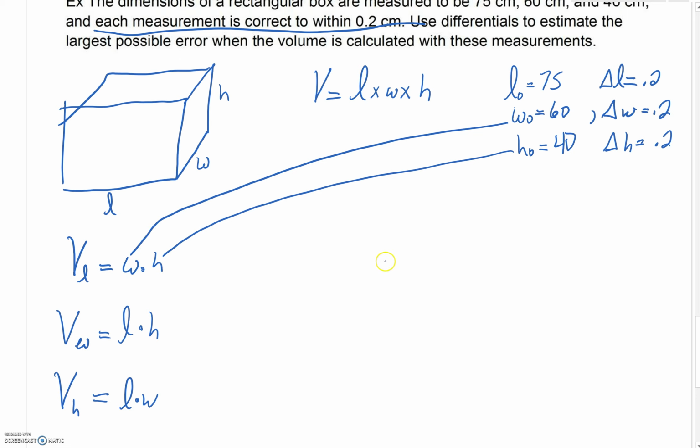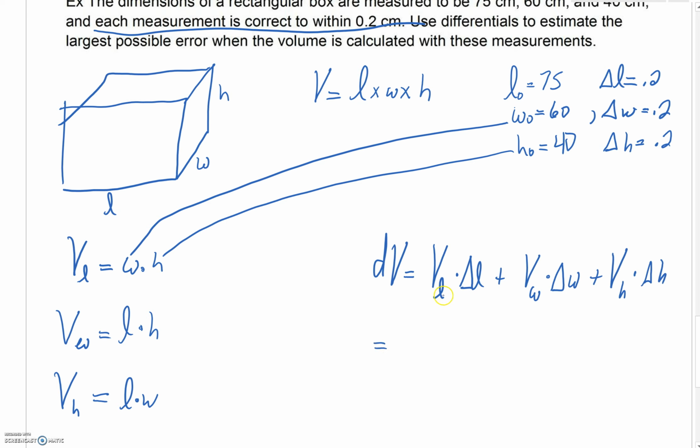But what's really happening is dV is going to be the derivative of our volume with respect to L times delta L. Or how about I use cursive the way we were doing before? That might look a little nicer. And then we'll say plus the derivative of volume with respect to W, the width, times delta W. Finally, we'll have our derivative of volume with respect to H, the height, times delta H.